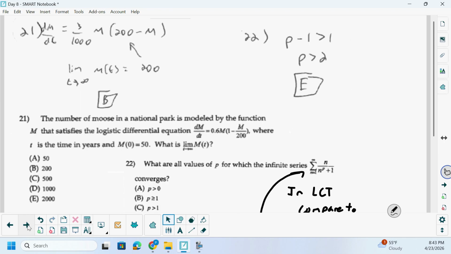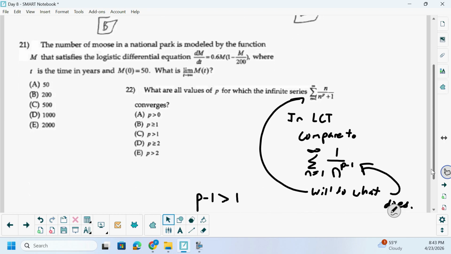For 21, this is almost in the form that we like for logistic differential equations, except we want just m to be subtracted. So you have to pull out a 1 over 200. Then that gives us the carrying capacity spot is 200. So our limit as t goes to infinity of m will just be our carrying capacity, which is 200.